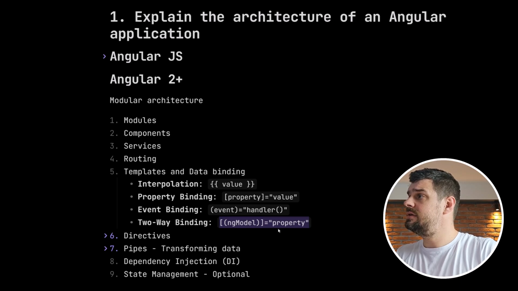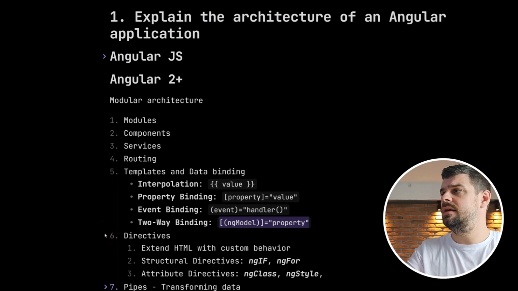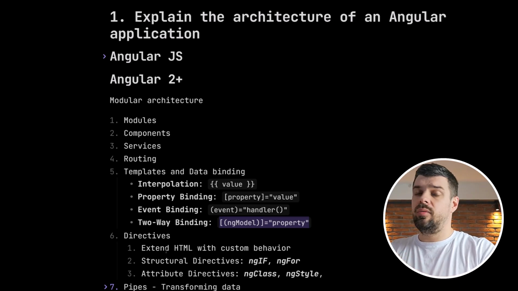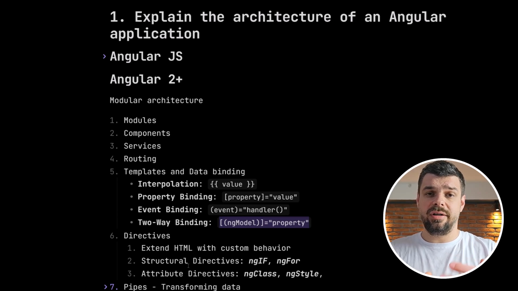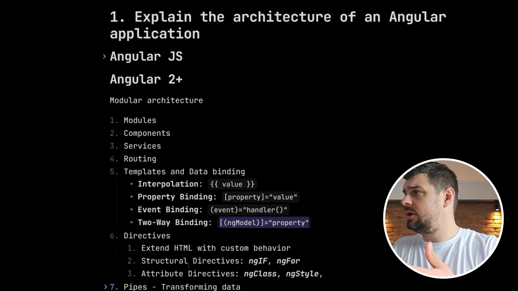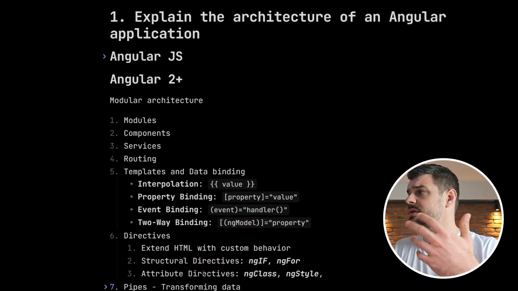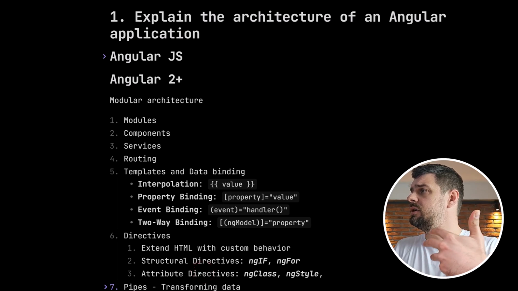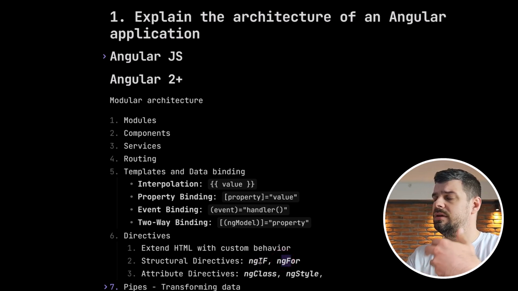And another thing is directives here. We are using directives to extend HTML with a custom behavior. So we have different kinds of directives here. We have structural directives, as you can see here, and we have attribute directives, as you can see here. So structural directives are actually ngIf here, ngFor. They're doing something in the structure.